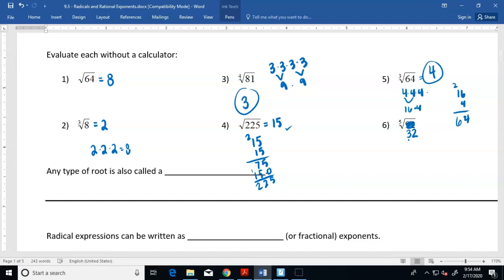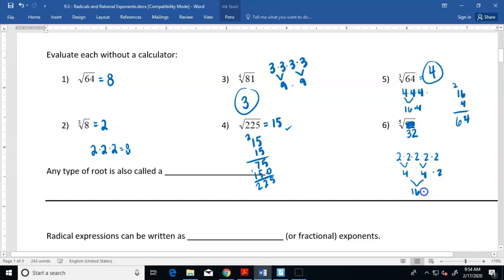Okay. All right, this is not a very big number to be to the 5th power, right? So 2 is probably where you want to start. Plus it's divisible by 2. So 2 times 2 is 4. That'd give you 16 times 2, which is 32. So 2 is your answer here.